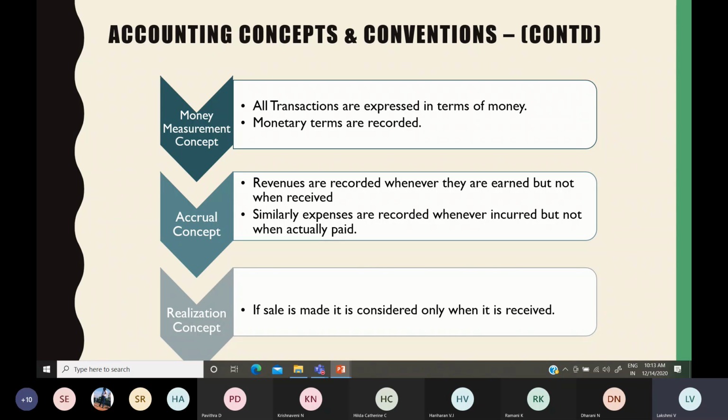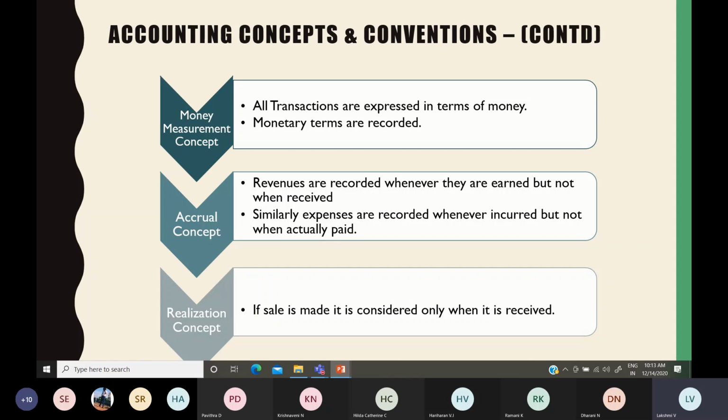Those things are known as outstanding. So even that has to be considered. Accrual concept means that only. And realization concept: if you are making a sale, you can take it into consideration only if you realize the amount from that customer back.